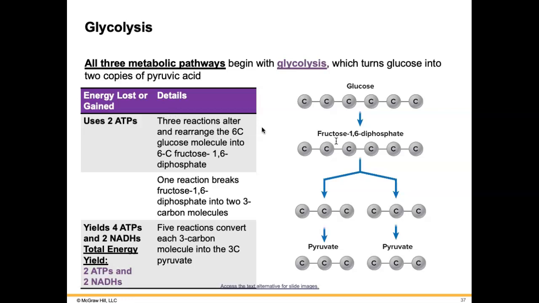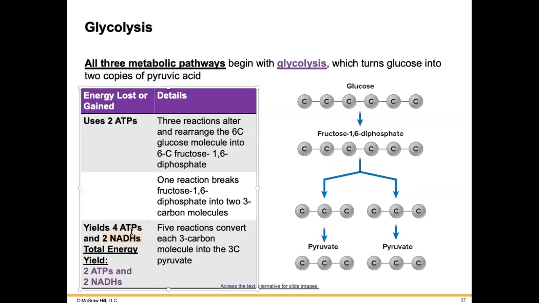Again, I don't care about what happens in here. I'm not going to ask you anything about this, but it mentions it here. Three actions alter and rearrange the 6-carbon glucose molecule, and eventually you end up with the 2 pyruvate. In this process of going from glucose to 2 pyruvate, we end up with 4 ATPs and 2 NADHs. These are like byproducts of this reaction.